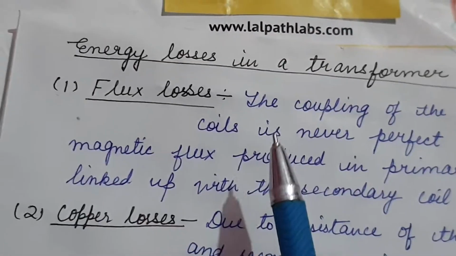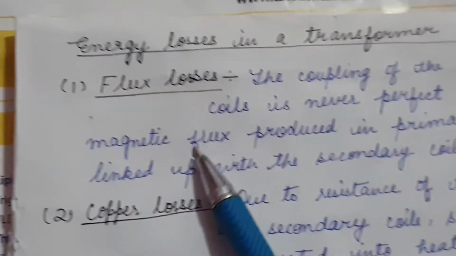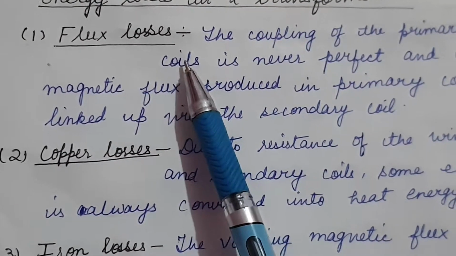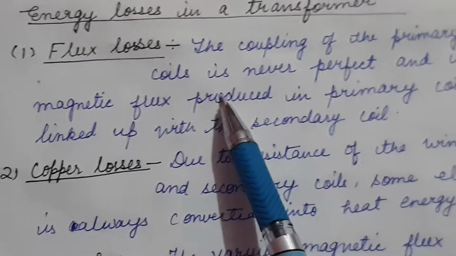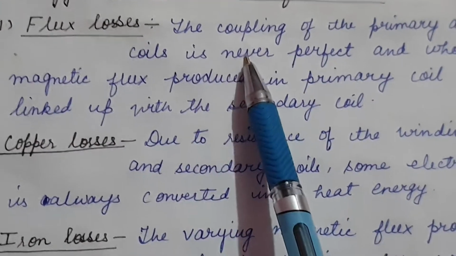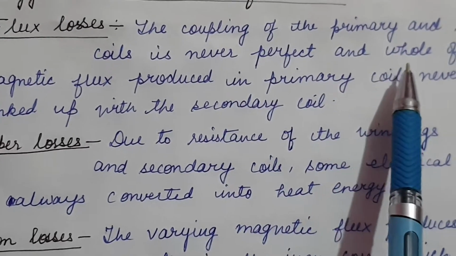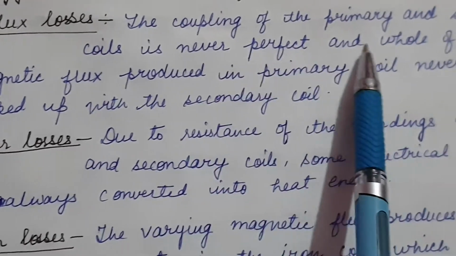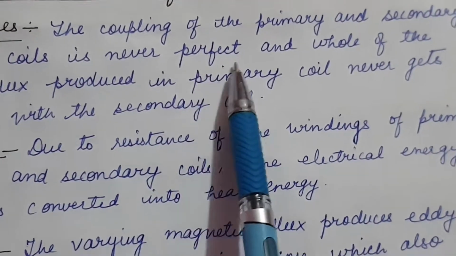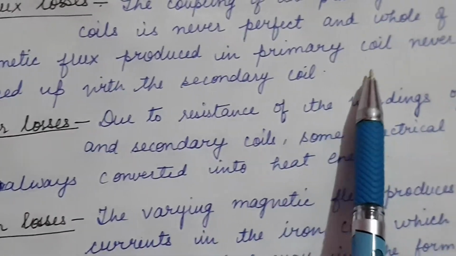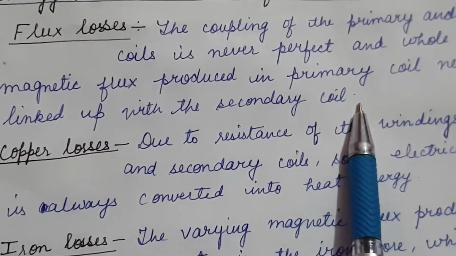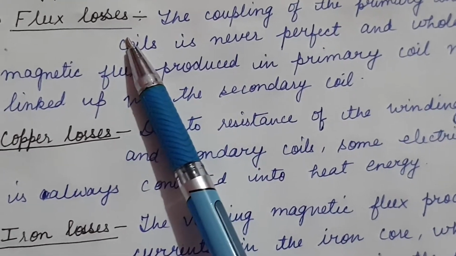Next one is energy losses in the transformer. So first type of loss is flux losses. When I told you about the theory, we assumed that all the magnetic flux produced in the primary coil is linked with the secondary coil, but the coupling of a primary and secondary coil is never perfect. That's why the whole of the magnetic flux produced in the primary coil never gets linked up with the secondary coil. So due to this, there will be some flux losses.